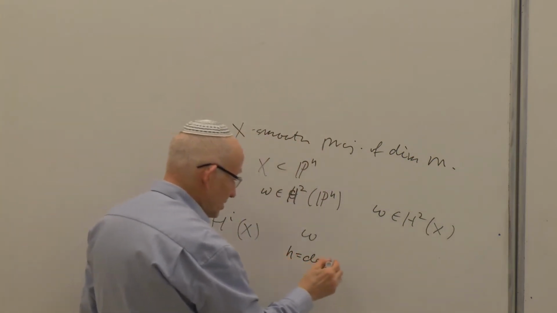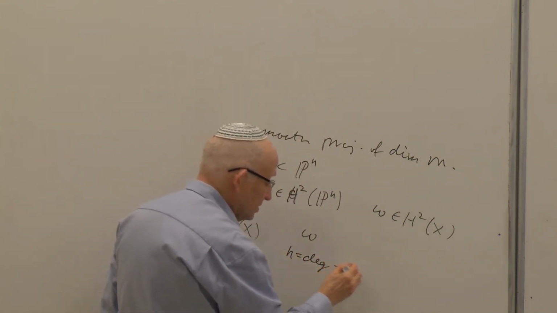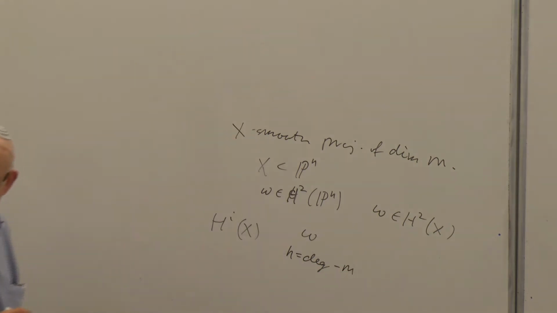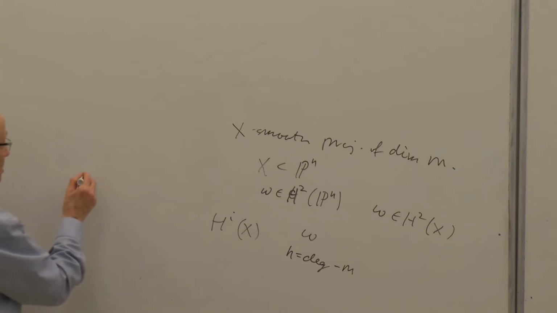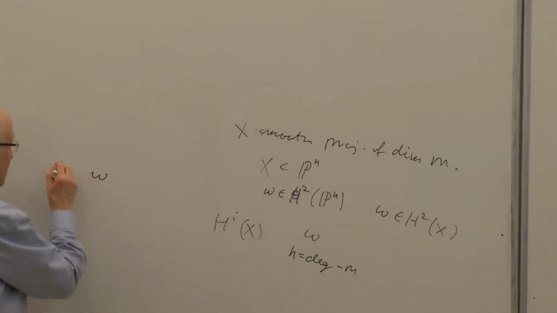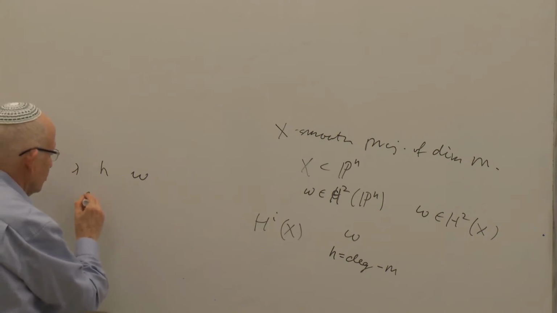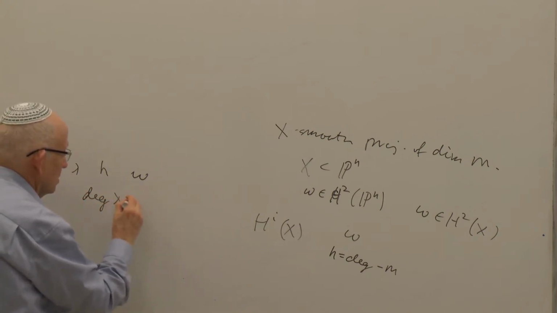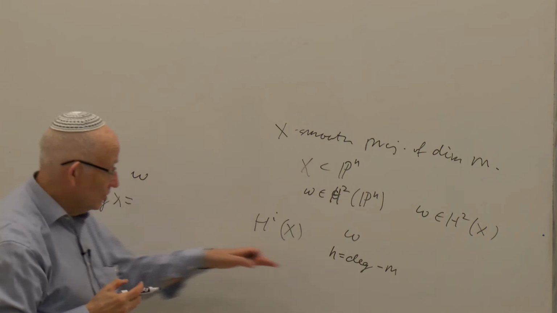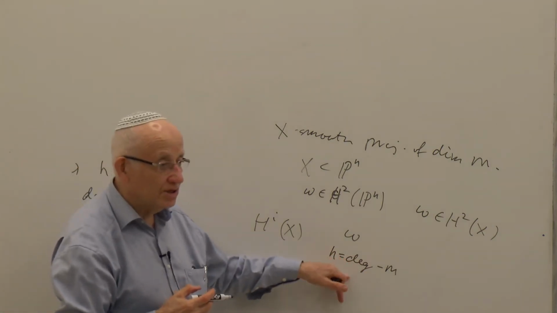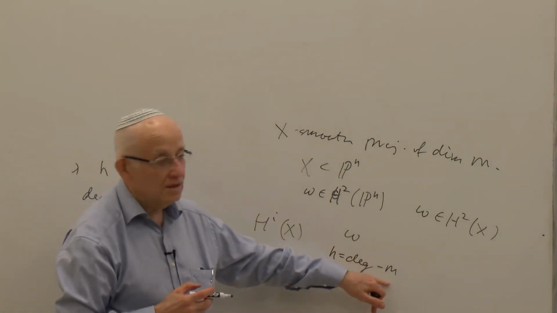Consider operator H of degree 0, which is multiplication by degree minus m. Then the claim is that there exists an operator lambda of degree minus 2.